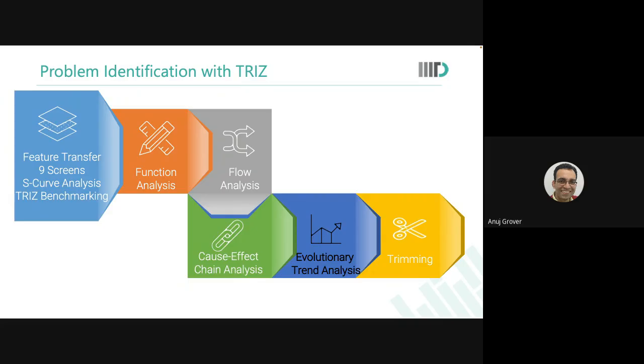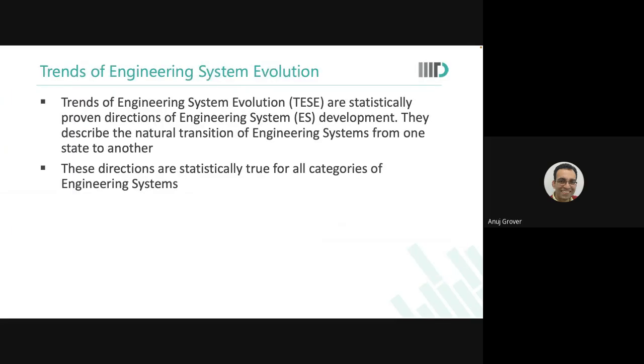This is called Trends of Engineering System Evolution, TESE. And this is a very powerful analysis that we could do. Again, just like all other tools of TRIZ, it is a statistically analyzed tool. TESE are statistically proven directions of engineering system development. They describe the natural transition of engineering systems from one state to another. And these are statistically true for all kinds of engineering systems.